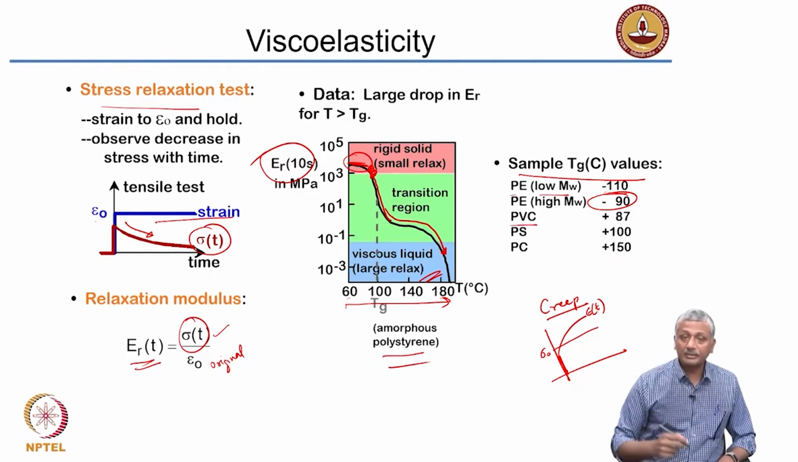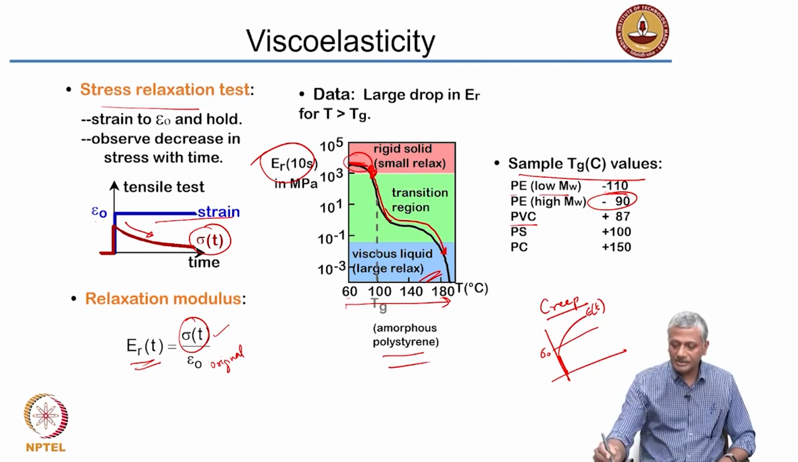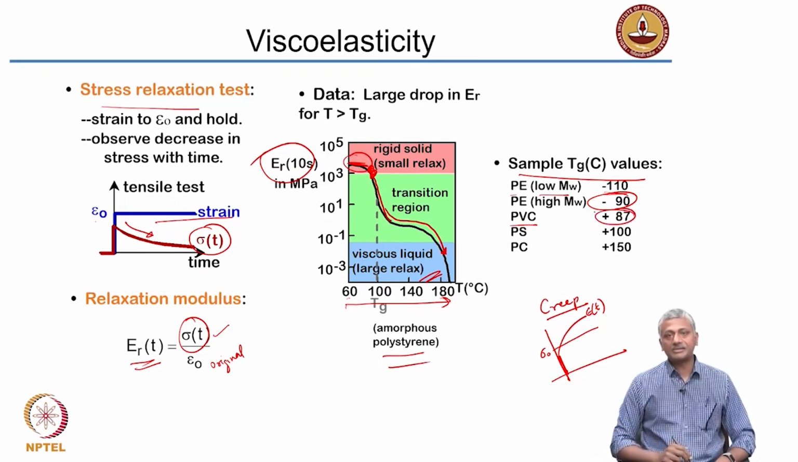Polyvinyl chloride, a common material used for making pipes, for instance, has a glass transition temperature at 87 degrees Celsius. So if you have to carry boiling water through polyvinyl chloride pipes, you have to think twice. That's why in most countries where they have hot water supplied directly to your bathrooms, the hot water is generally supplied using metal pipes and not PVC pipes. PVC is only used to carry cold water.